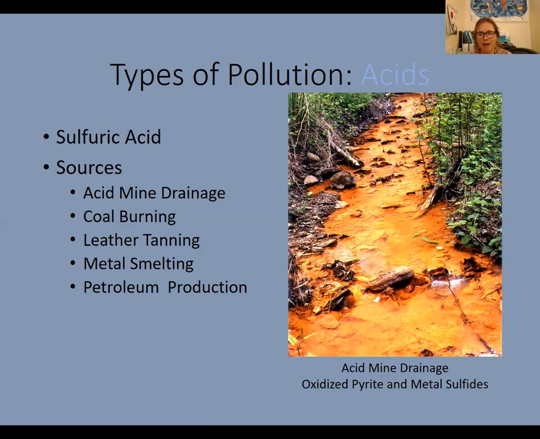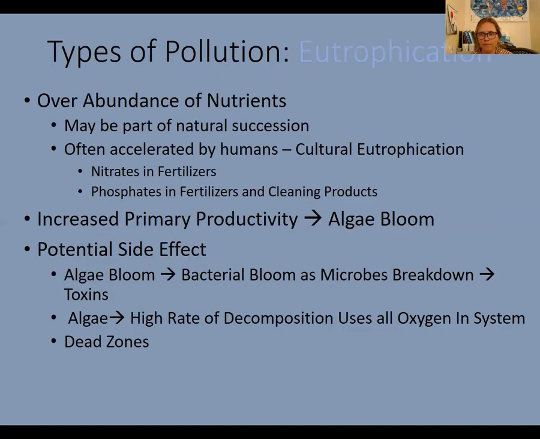So again, acid mining and mine drainage is one of the main ways that this might get into the environment, but these compounds can also get into the environment from the air through coal burning, leather tanning, smelting, petroleum production. So contaminants can get into the air, sulfur can get into the air, and then it can combine with rainwater and come down into the water and create acid pollution that way.